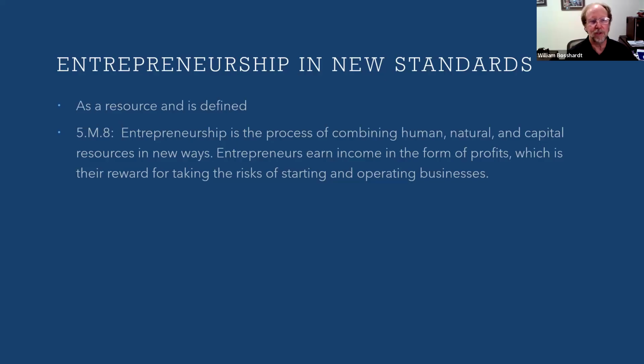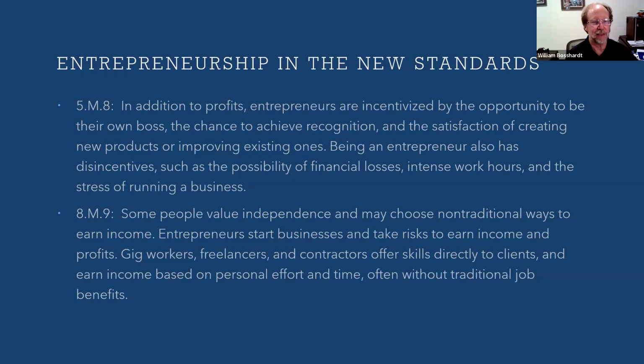So entrepreneurship in the new standards, first of all, number one, we added it as a resource. So you have your usual three, natural resources, human resources, and capital resources, but now we also have entrepreneurship listed. So we went to four things. And we talk about what entrepreneurship does, right? And so happy with that.